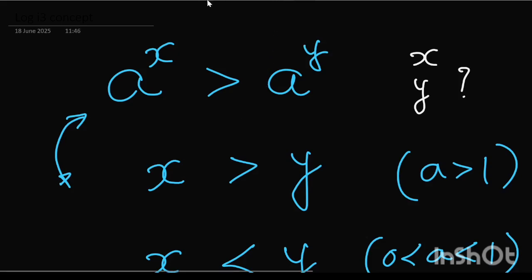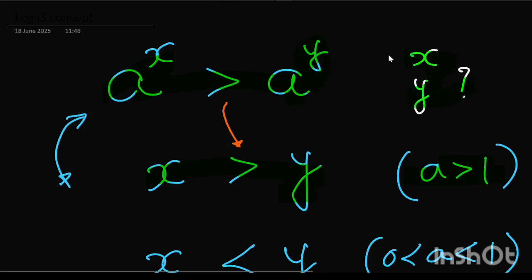So the rule states like this, guys, that if a to the power x is greater than a to the power y, then x is greater than y. Means if the base a is the same on both sides, we can remove the base and directly relate the powers without changing the sign of the inequality, provided the base is greater than 1. Okay. So what are x and y here?